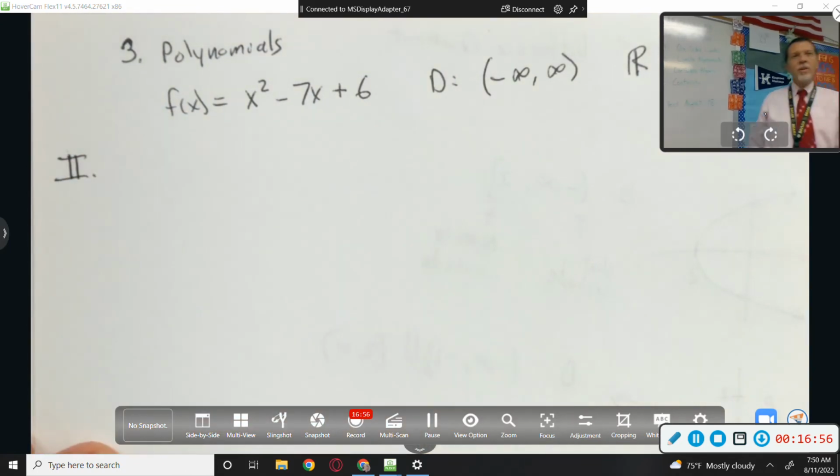All right, so that's domain. Domain from a picture, pretty easy. You're just looking left to right. Domain from equation, only 2 issues. Square roots can't be negative. Fractions can't be 0. Anything else is fine for us, for now.